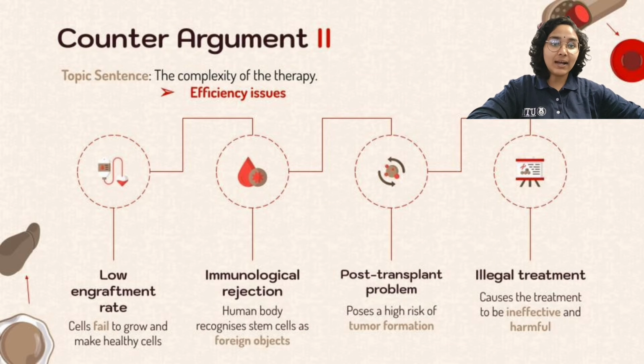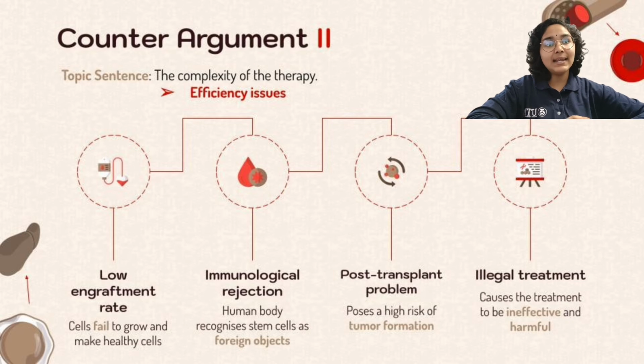Our second counter-argument under the topic sentence of complexity of the treatment is efficiency issues. There are several major causes that contribute to poor reliability of the stem cell treatment. Among them is low survival and engraftment rates. Engraftment is when the cells received during transplantation start to grow and make healthy cells. Stem cells sometimes fail to grow and make healthy cells.